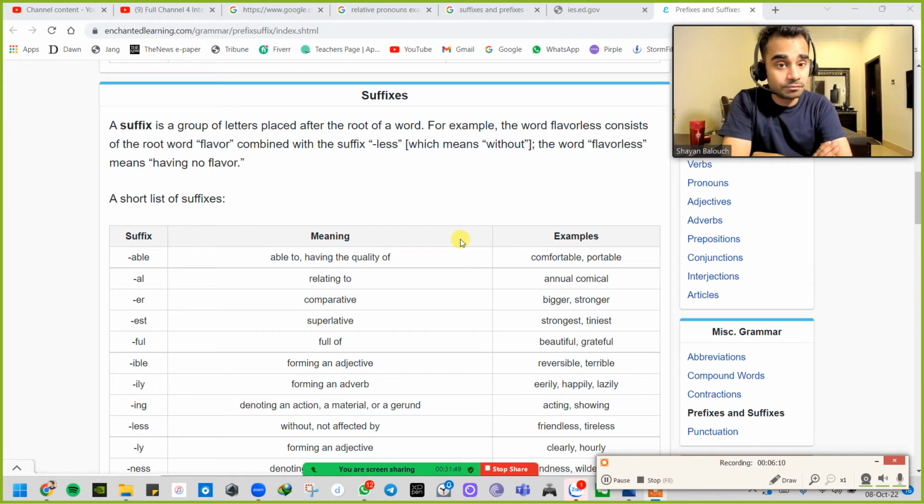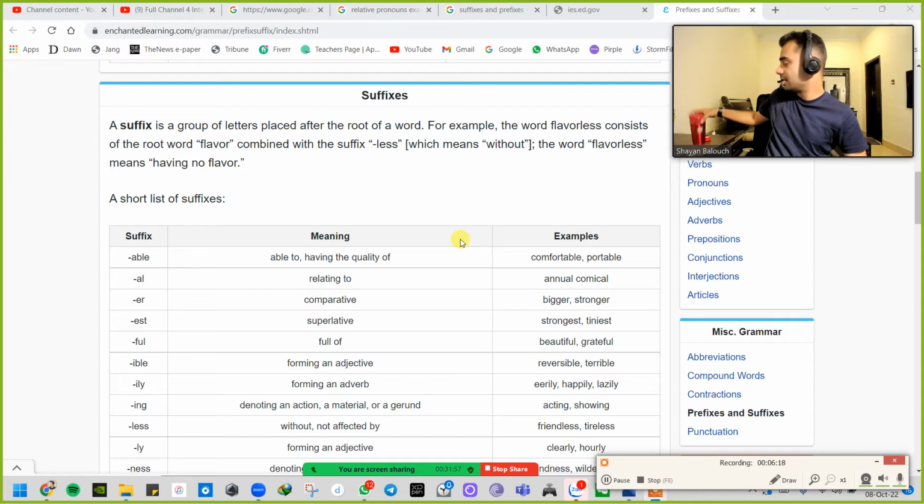For example, the word flavorless. Let's take an example of my thermos. The smoothie is flavorless. So the smoothie inside this is flavorless.